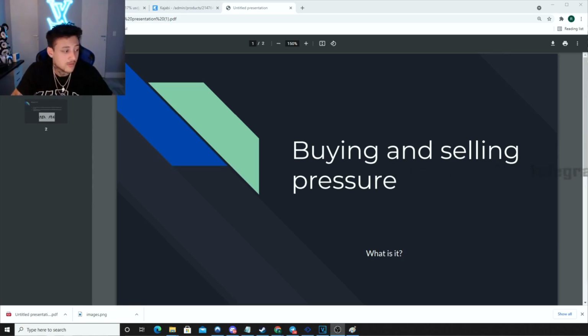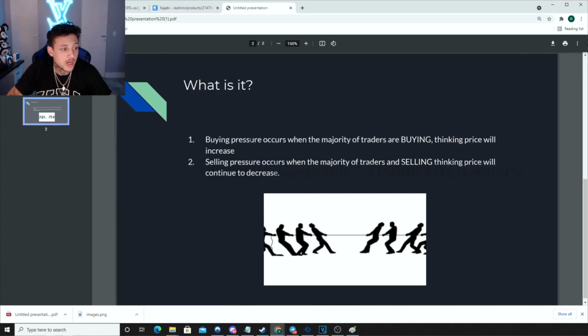Now, the concept itself is very similar. It's very easy to understand. It's nothing more than as simple as when buying pressure is occurring in the market, is when the majority of traders are buying thinking that price will increase. Vice versa, selling pressure occurs when the majority of traders are actually selling thinking that price will continue to decrease.